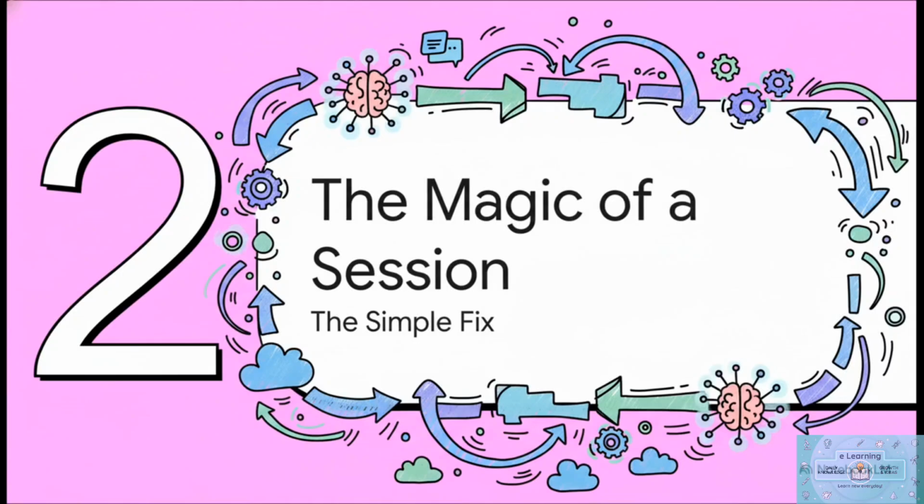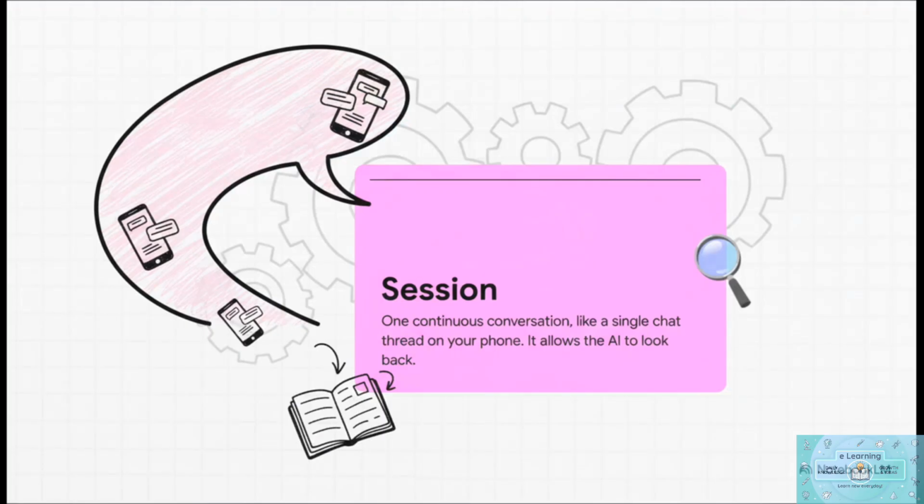So, how in the world do we fix this? Well, the good news is it's actually surprisingly simple. The solution is built around this core idea called a session. So what is a session? Honestly, the best way to think about it is just like a single chat thread on your phone with a friend. That's it. By keeping the whole conversation in one single session, the AI can just scroll back and see the entire history of everything that's been said.